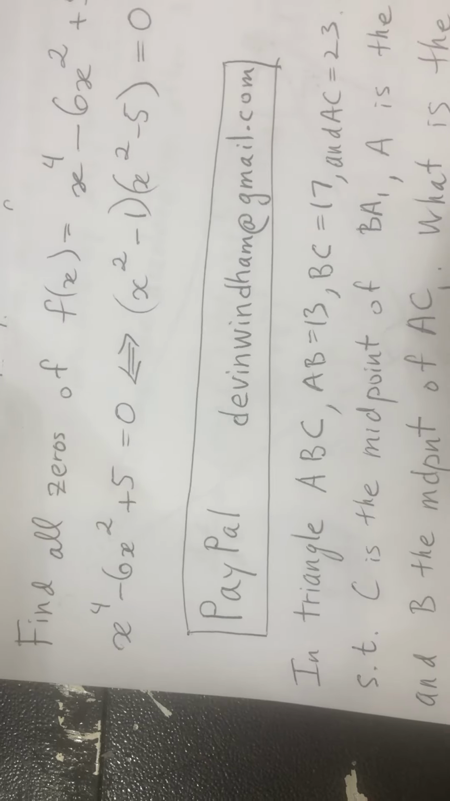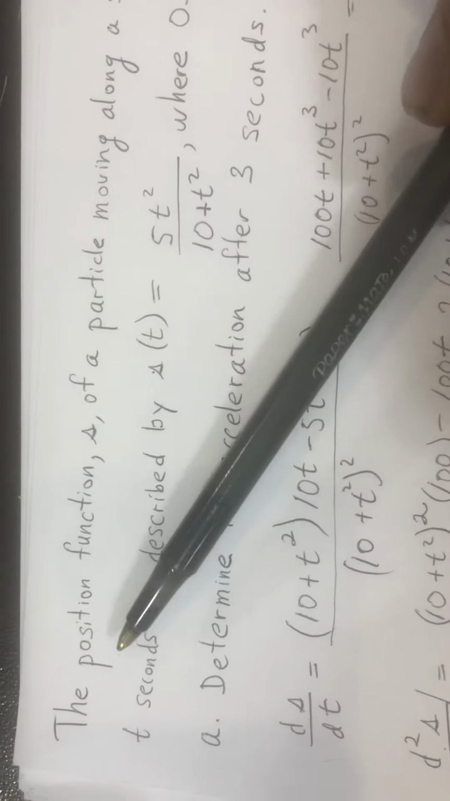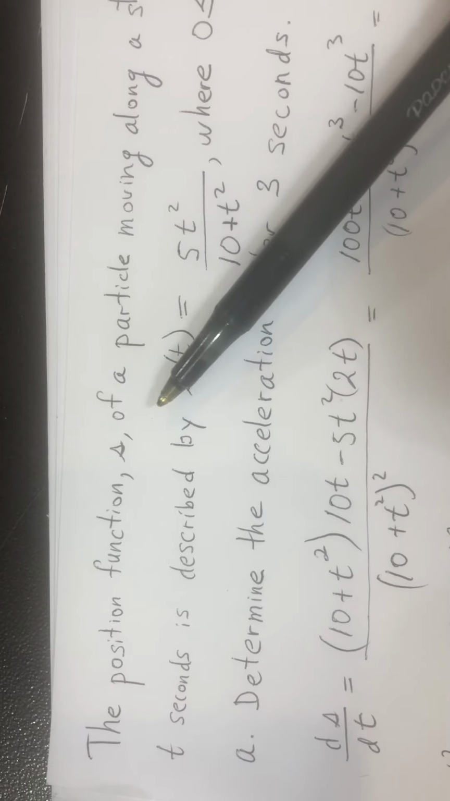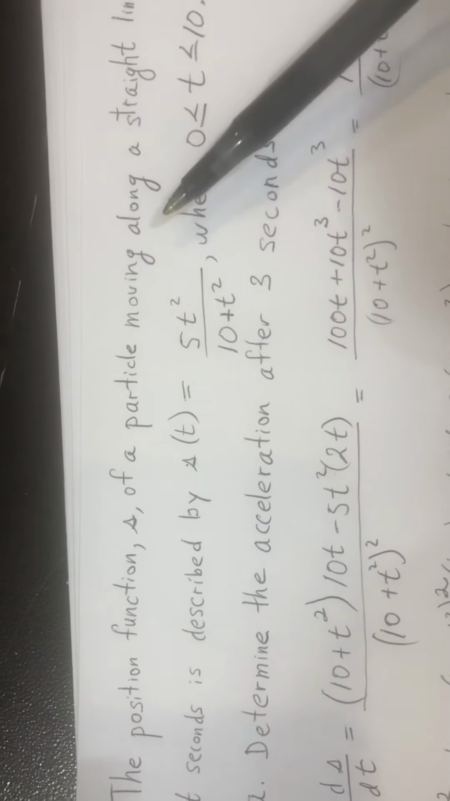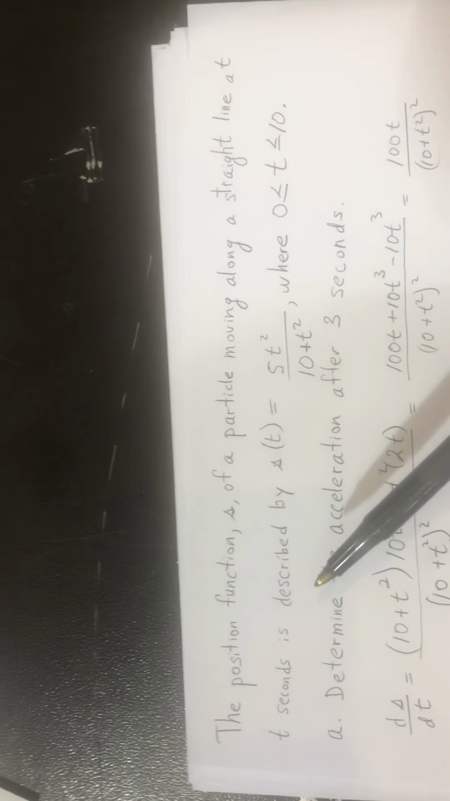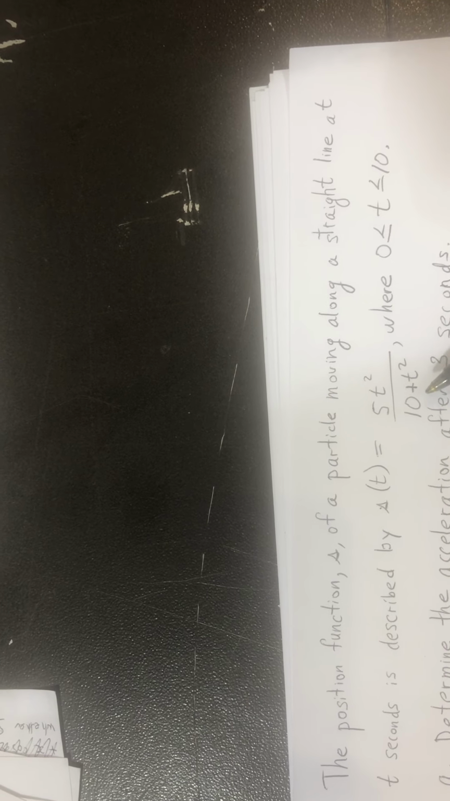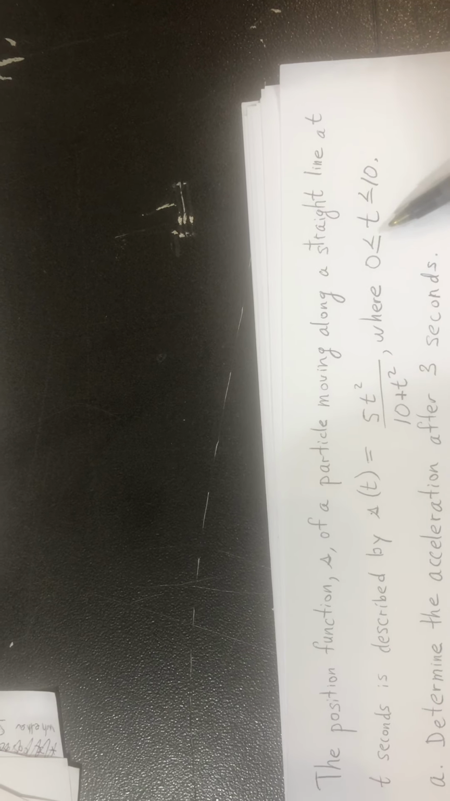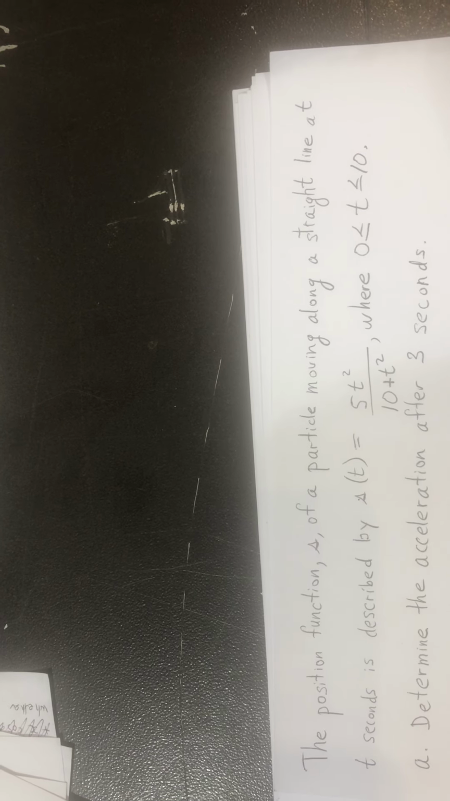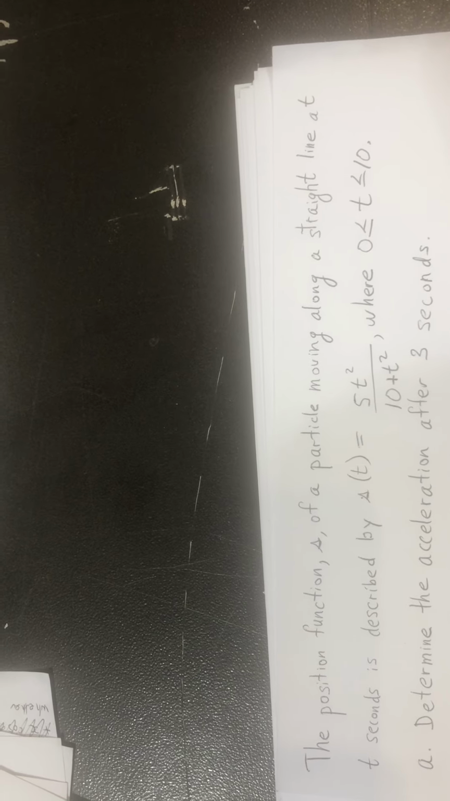All right, today I want to do a calculus problem on acceleration and velocity. The position function s of a particle moving along a straight line at t seconds is described by s of t equals 5t squared over 10 plus t squared, where t is between 0 and 10 inclusive. A. Determine the acceleration after 3 seconds. Okay, pause the video and try it on your own. All right, let's do it.